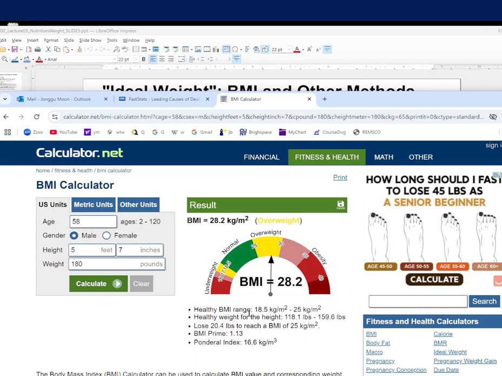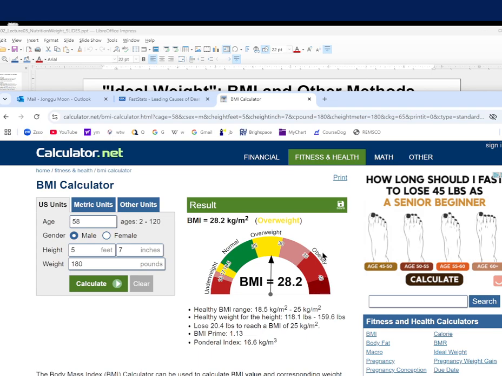Let's see. It says the healthy range is 18 to 25, and I'm a 28. So it's in the drawing right here. I am in the overweight category. Obesity is 35 to 40.